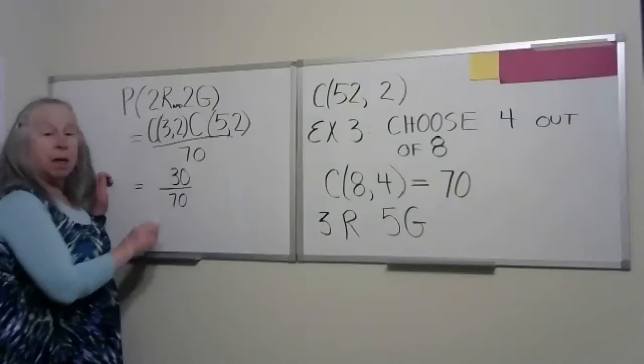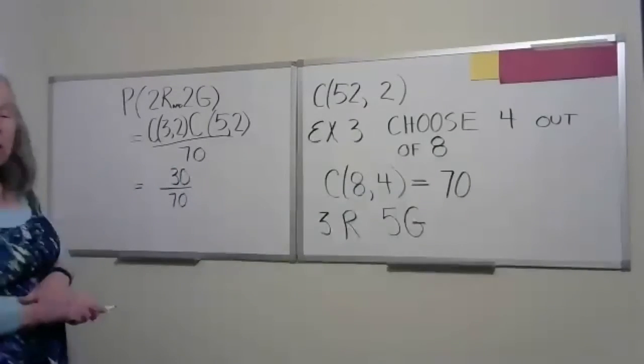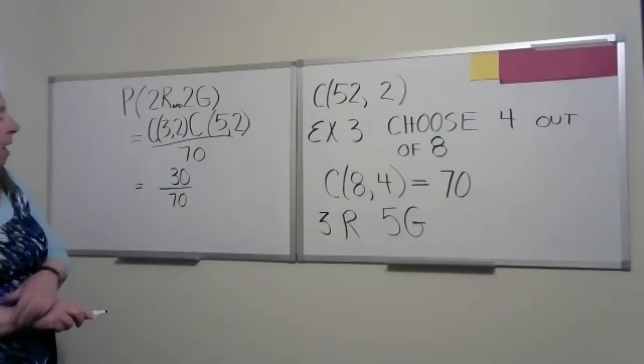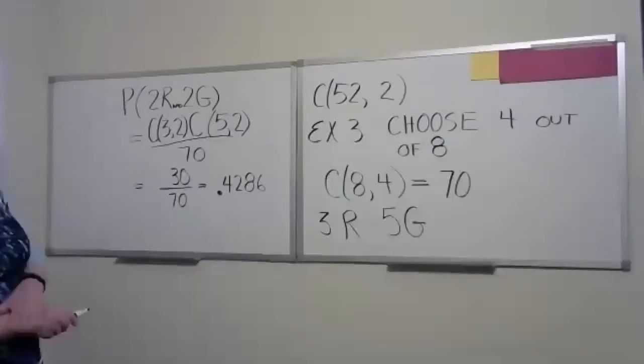Got 30. Did everybody come up with 30? Yes. Okay, let's go to 4 decimal places. 0.4286. Question on that?